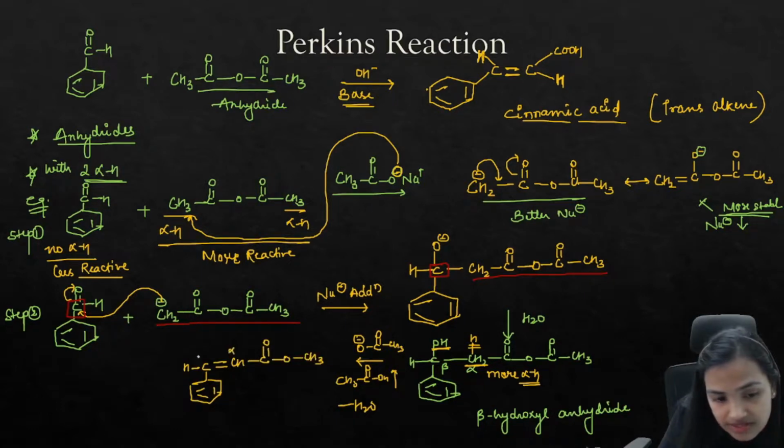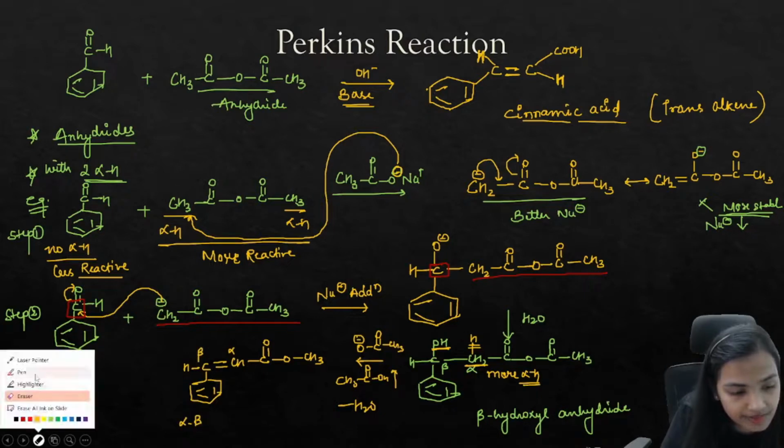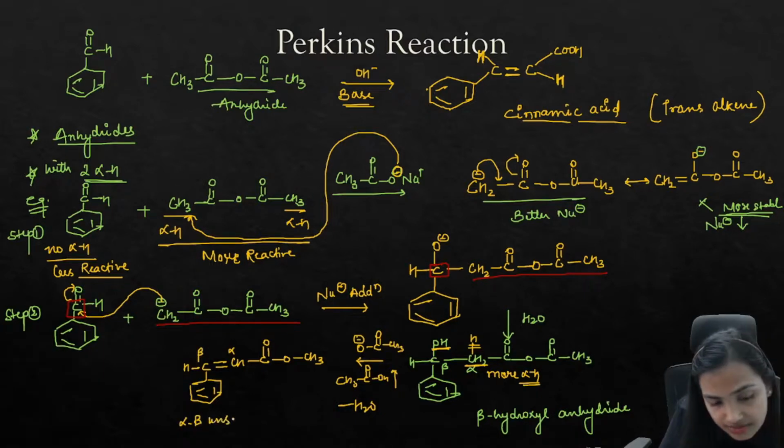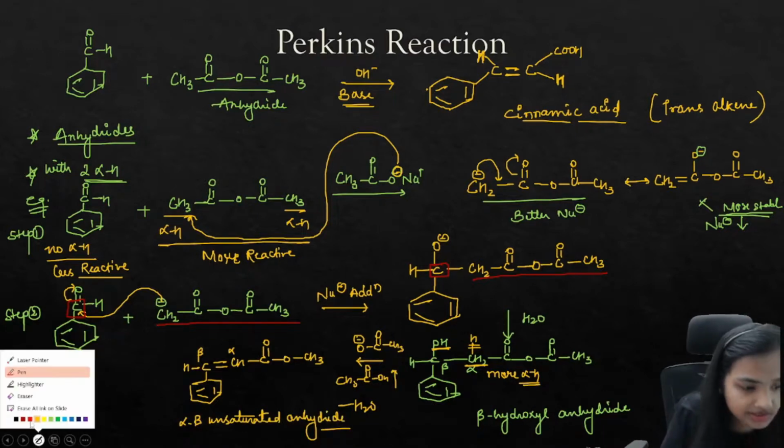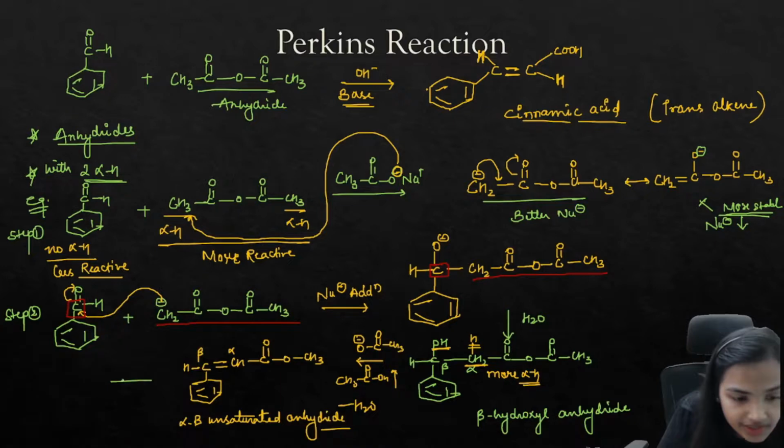We can say that this is alpha beta unsaturated anhydride. Is this the final product? No, not still. There is one more possibility. What is that possibility? That we do have the water.